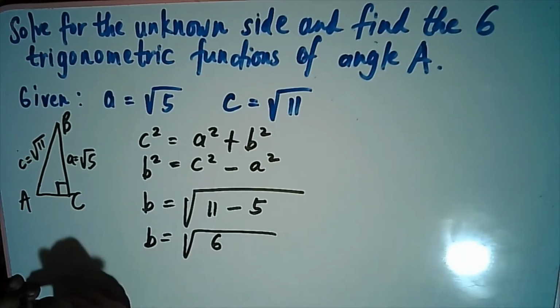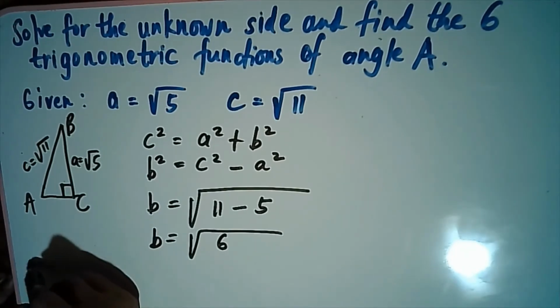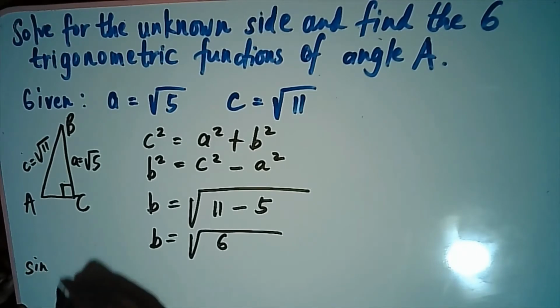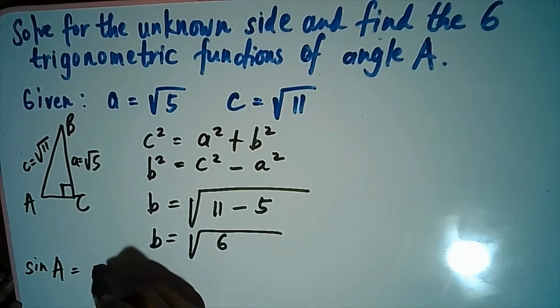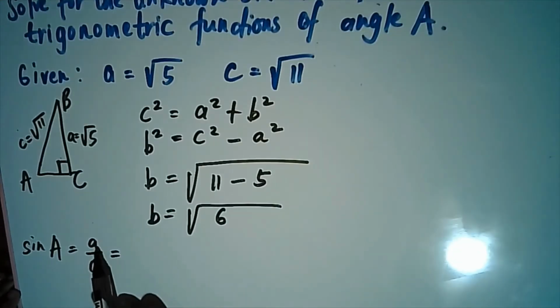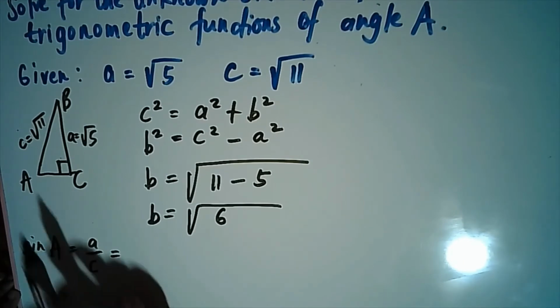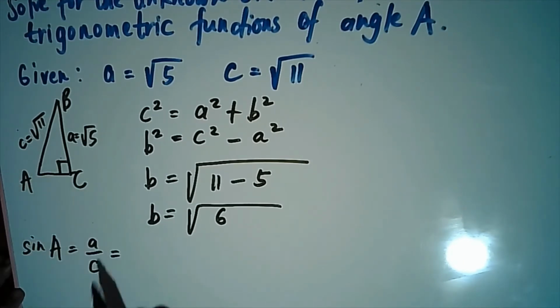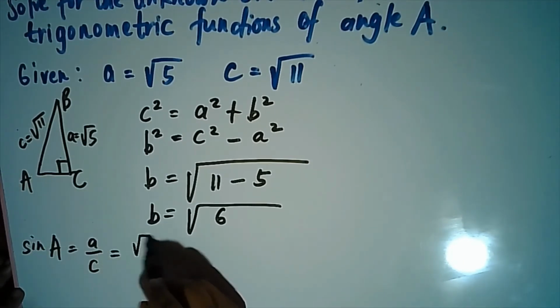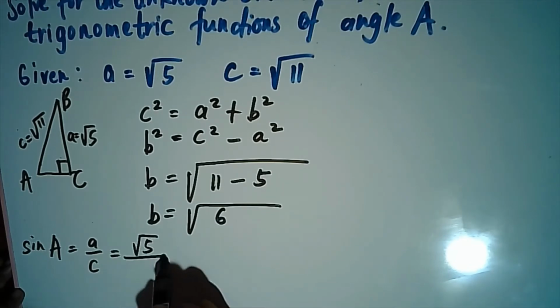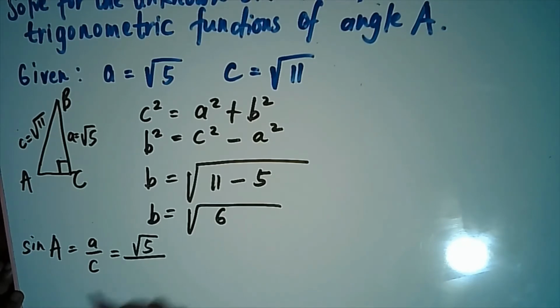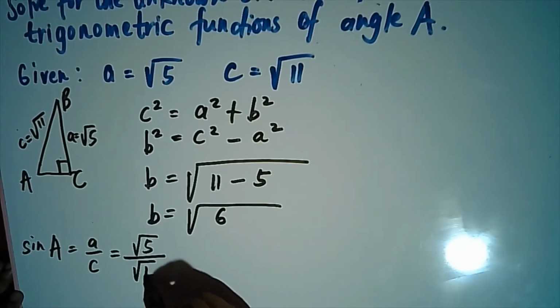So first, let's do the sine A. It is equal to A over C, or the opposite over the hypotenuse of the right triangle. So A is equal to the square root of 5 over C, which is equal to the square root of 11.